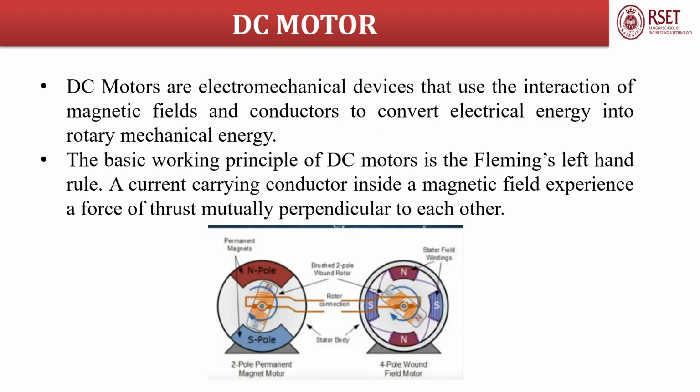Next, we will see a DC motor. What is the basic principle of a DC motor? A DC motor is an electromechanical device that converts DC electrical energy into rotary mechanical energy. It works on the principle that when a current carrying conductor is placed inside a magnetic field, it experiences a force. This principle is explained by Fleming's left hand rule, where the direction of force, current, and magnetic field are mutually perpendicular. The figure here shows the arrangement of the magnets inside a DC motor and how the rotation takes place.